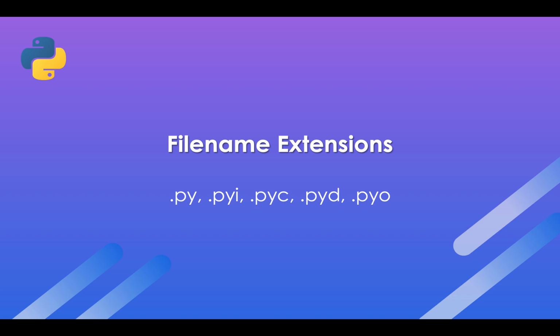Talking about the file name extensions of the Python programming language, we have .py files, .pyi files, .pyc files, .pyd, .pyo. It depends upon the code you have written, or the purpose you have written that code for. The extensions may vary, but mostly we're going to be working with .py extensions.